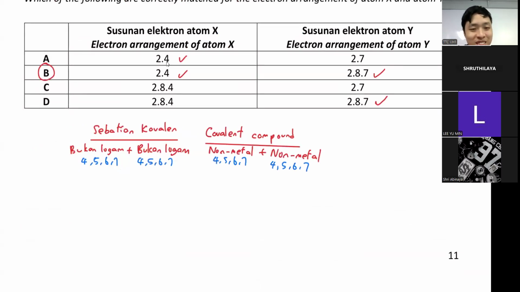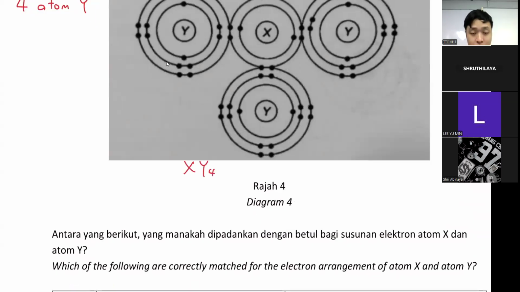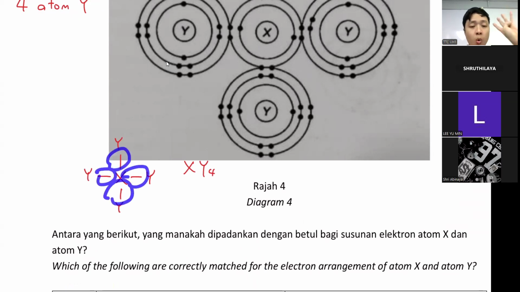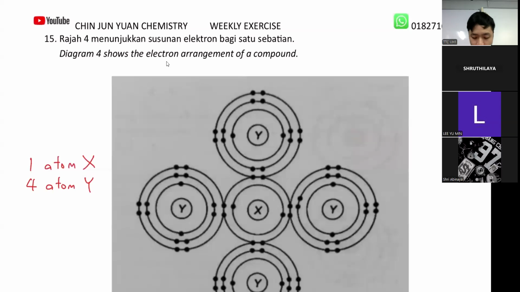So simple, right? Actually, the formula is XY4. It means X will share 4 electrons in total to Y, and will form 4 single covalent bonds. Okay, we form 4 covalent bonds. This is Form 4, Chapter 5, the covalent compound.